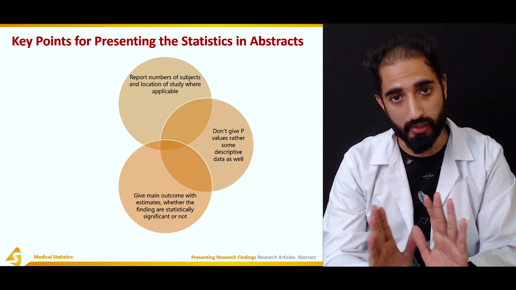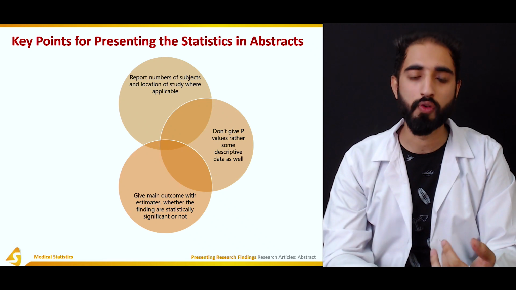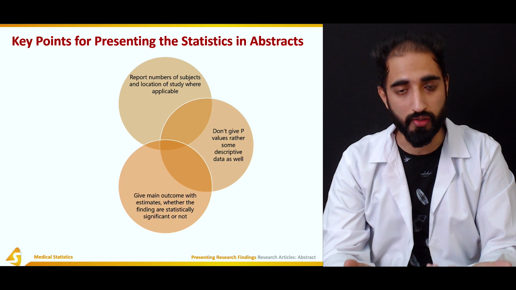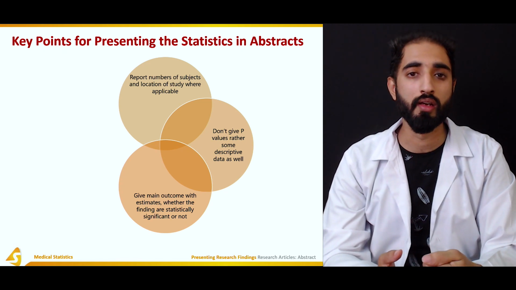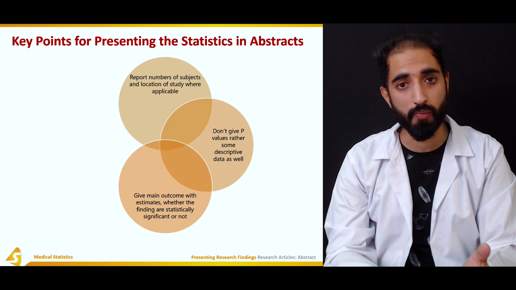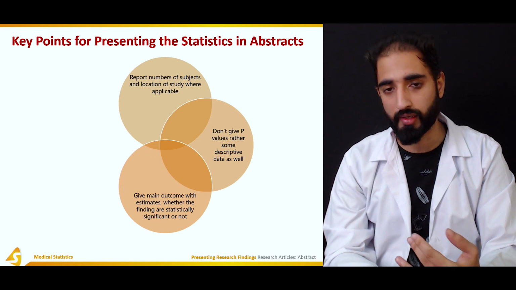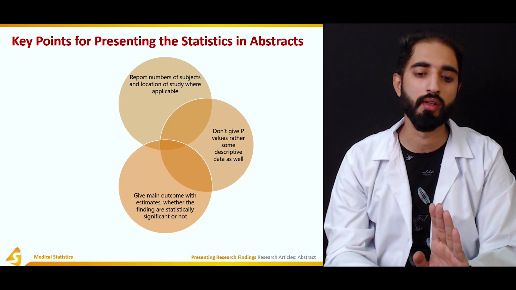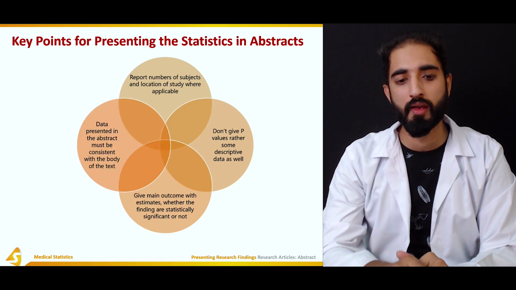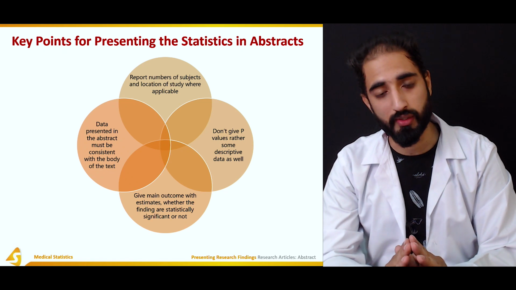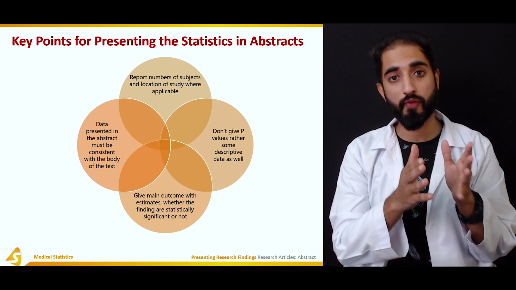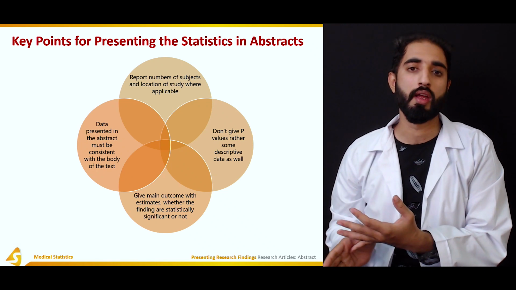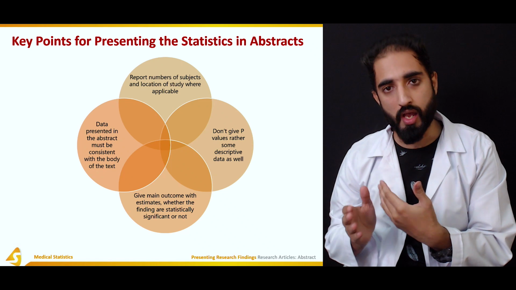As I already mentioned in the previous section, even if your findings are not statistically significant, even if the findings are neutral, or even if your experimental group is showing results not in favor of it, you should always mention the main outcomes. Data presented in the abstract must be consistent with the body of the text. So it should be a reflective summary, in fact, of the manuscript, and it should not be something away from it.